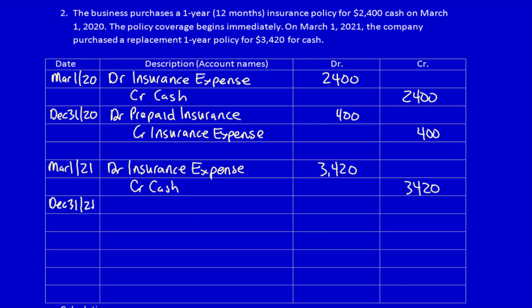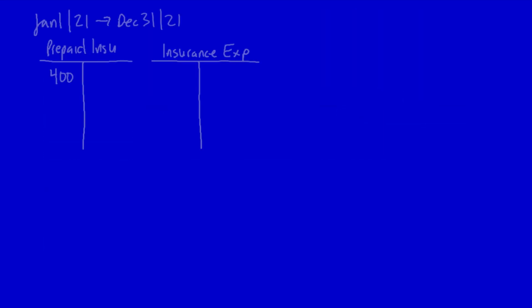Fast forward to December 31st, 2021. What do I need to do on that date? Let's go down, do the T accounts, which is the best way to do anything on the income statement method. At the beginning of the year, I had $400 sitting in the prepaid insurance account on the statement of financial position, and my insurance expense was zero on January 1st, 2021. Then, during the period, I purchased for cash an additional $3,420 of insurance, and I expensed 100% of it.